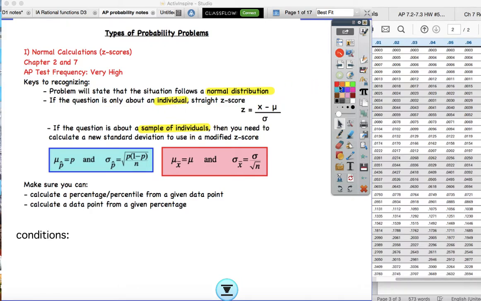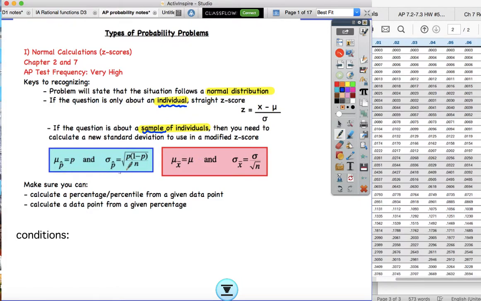So here's what you need to be most careful about. How many people are in the sample, or how many things are in the sample. If it is just an individual, it's just a straight up z-score problem. Okay? You'll be given the mean, you'll be given the standard deviation, you'll be good to go. But if it is a sample of individuals, then you need to be cautious and you need to use these formulas down here. It's still going to involve a z-score, except the mean and the standard deviation, you have to do a little calculation with those first.